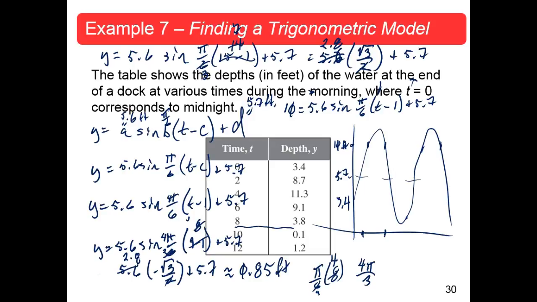All right. Now, what you do is first subtract off the 5.7. Okay? And that will be 4.3, right? Is equal to 5.6 times the sine of pi/6 times (t minus 1). Okay? Well, we'll divide by 5.6. So 4.3 divided by 5.6. I've got to find some place to write that. So someone do that quickly for me. 4.3 divided by 5.6. 0.767 is equal to the sine of pi/6 times (t minus 1).